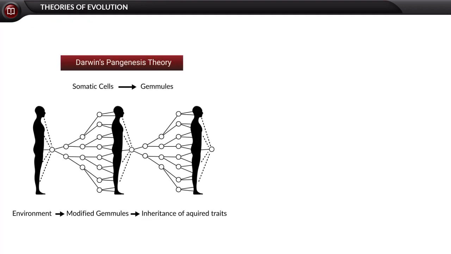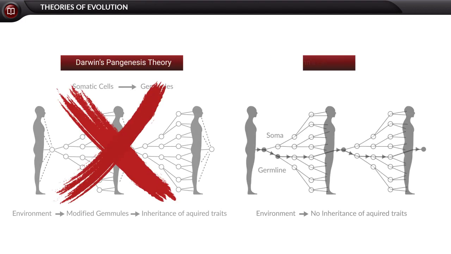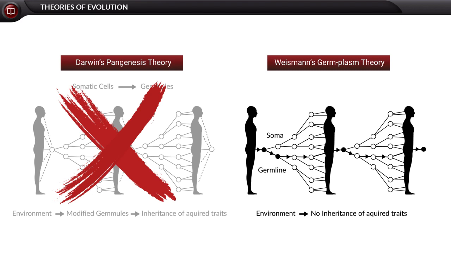Darwin's theory failed to explain the inheritance of characters. According to him, characters are transferred in the form of pangenes, and he called it the theory of pangenesis. This was not accepted and was disproved by Weismann's theory of germplasm. Darwin was also unable to differentiate between somatic and germinal variation.